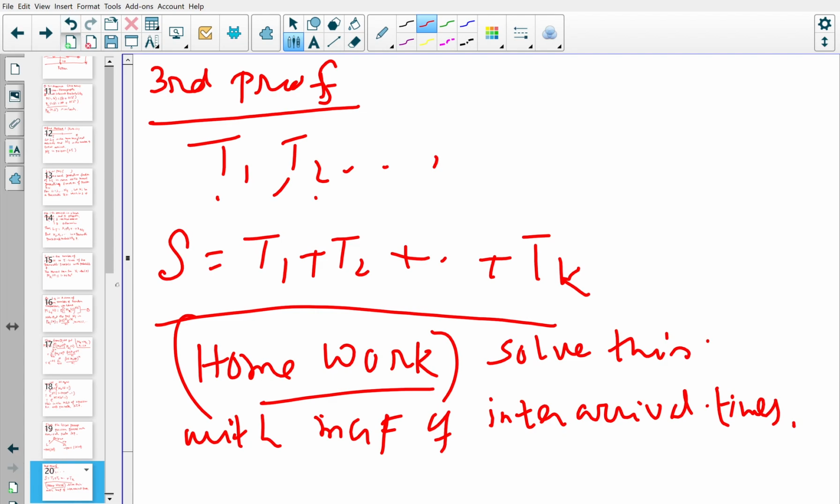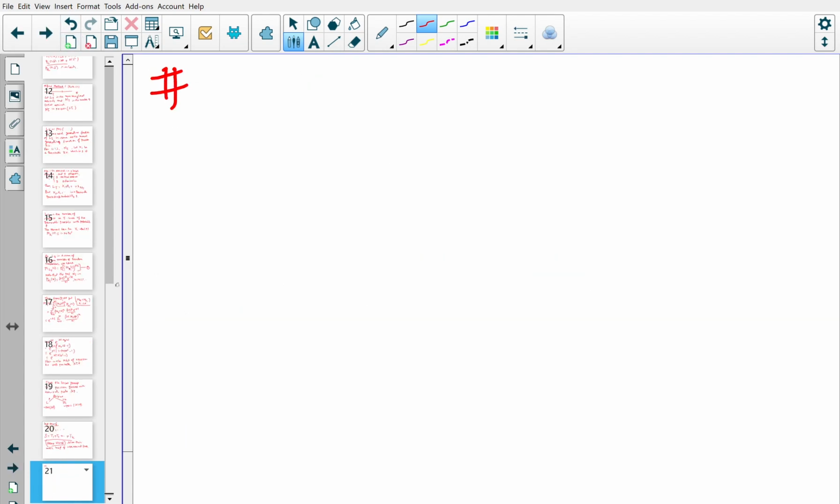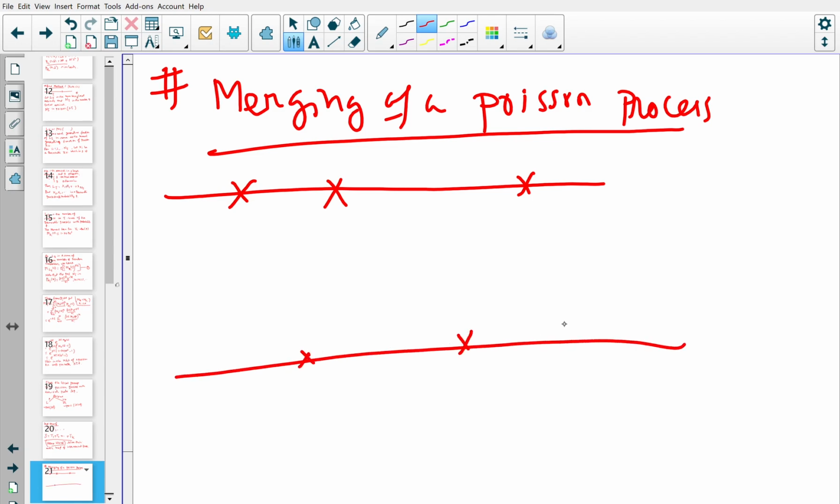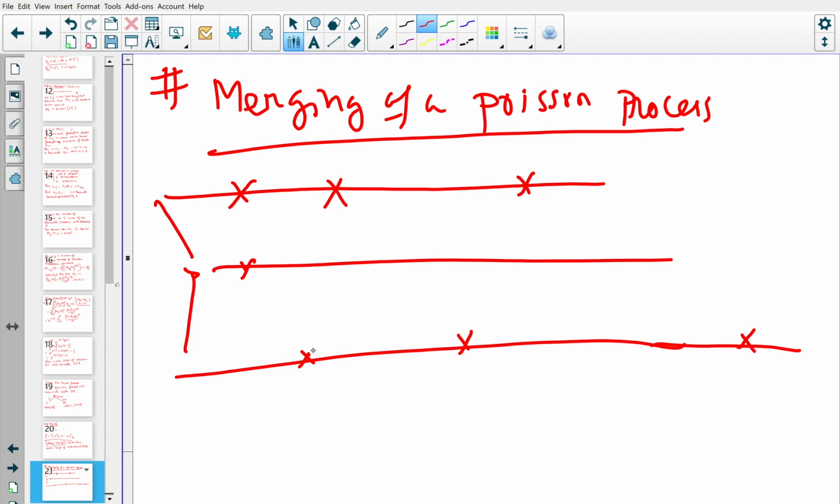Okay, now similar to the Bernoulli process, you have another thing called merging, the merging of a Poisson process. First you have learned splitting, where you just split one process. Now suppose you have two processes like these, and these. Can you merge those two things and find out one process? The answer is yes. So it is coming here, it is coming there, it is coming here, and this is coming there, like that. So this is the merged process.